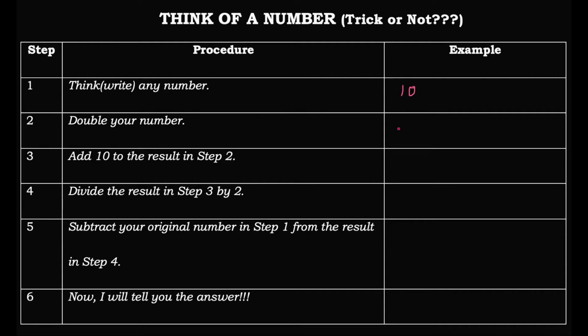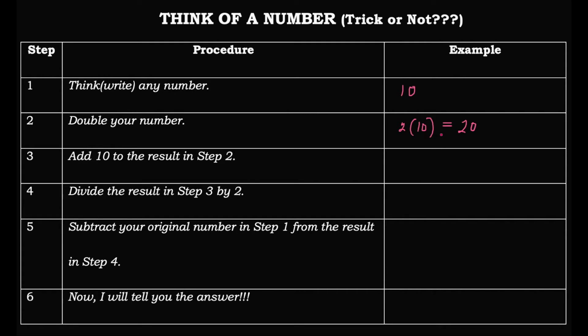Step number 2 says double your number. I will double my number, so that will be 2 times 10, and my answer is 20. In your case, whatever number you have written or thought, multiply that by 2 and you will comply with step number 2, which says double your number.